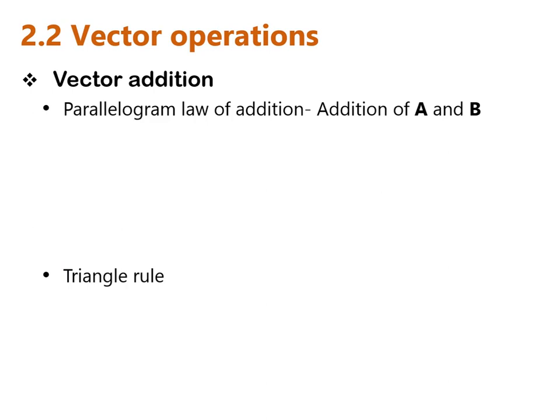Next one is about vector addition. So let's say we have a vector A and B. So how do we do the addition of them? For that, first we bring the A and B together at a point where they meet. Then we're going to draw a parallel line to B and then to A. And we get the point where it meets.